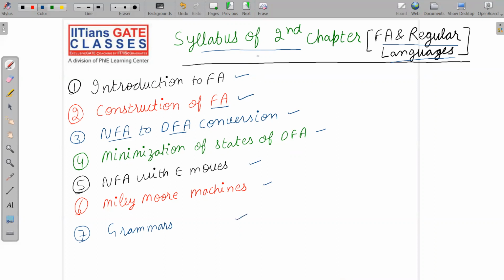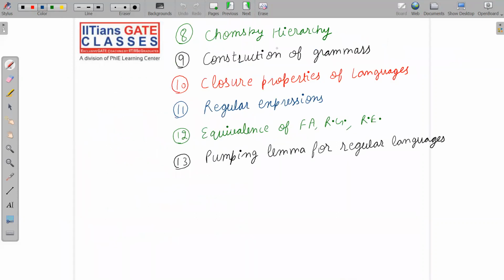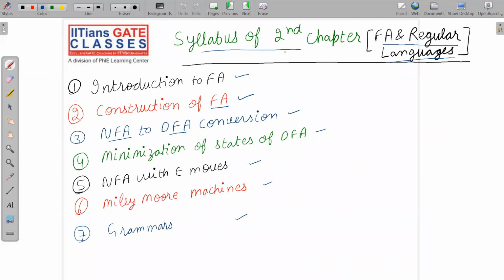Seventh will be about grammars. Eighth topic will be Chomsky hierarchy. Ninth will be construction of grammars. 10th will be closure properties of languages. 11th will be regular expression. 12th will be equivalence of FA, regular grammars and regular expressions. And the 13th and last topic will be pumping lemma for regular languages. So in total we have 13 topics to study in this chapter.